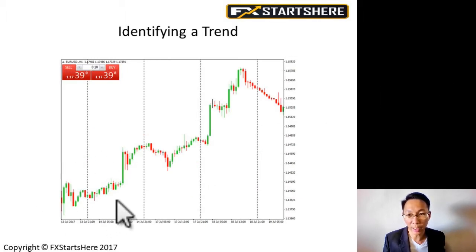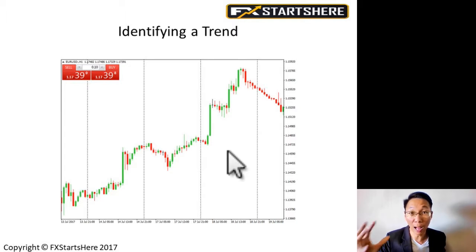Now, take a look at this chart. The next few slides, I'm going to show you examples of how some people identify trends. So let's move to the next slide.